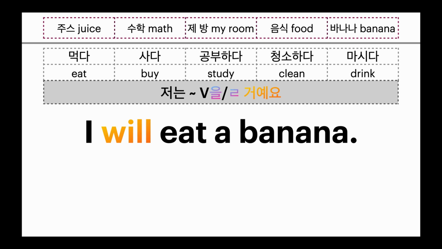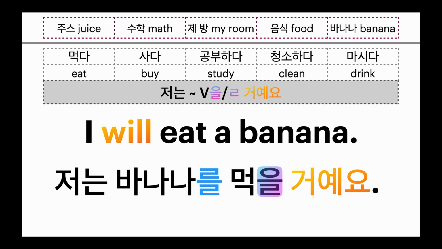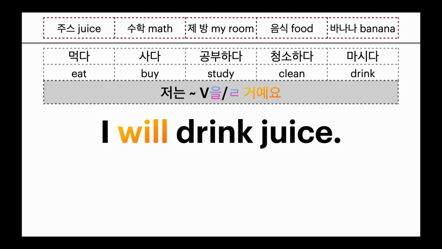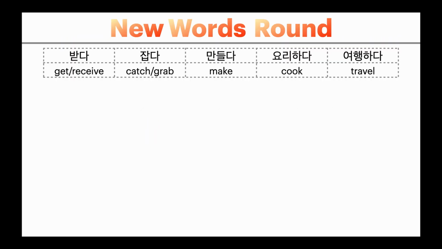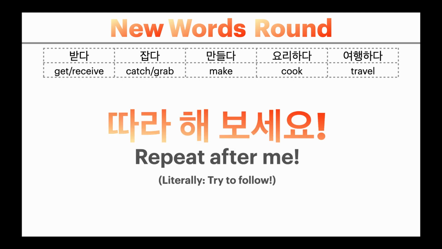I will eat a banana. 저는 바나나를 먹을 거예요. I will drink juice. 저는 주스를 마실 거예요. And now, let's go ahead and get some new words in here. 따라해보세요. Please repeat after me.